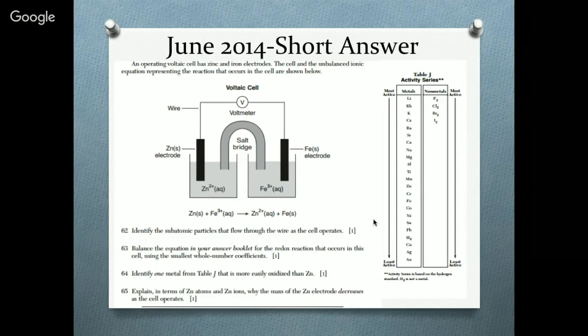Okay, June 2014, short answer. We want to identify the particles that flow through the wire. Well, what's going through the wire are the electrons. Electrons always go from anode to cathode through the wire.